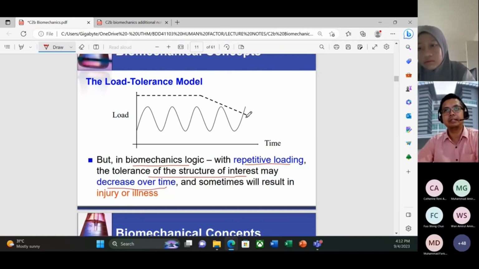Might be decreased over a time. Okay, and sometimes we result in injury or illnesses. Okay, so this is how the load tolerance model is explained from the biomechanic perspective.